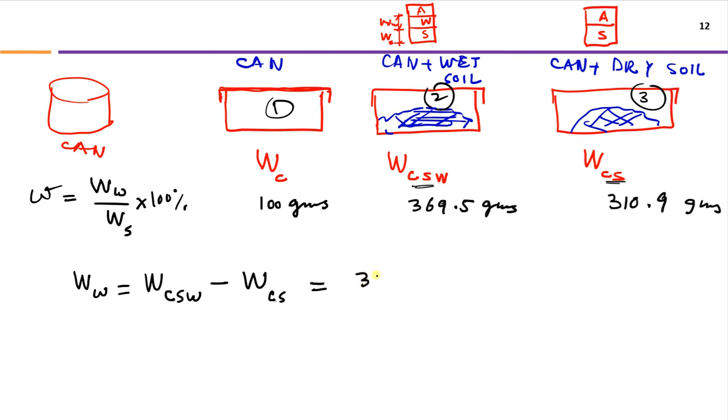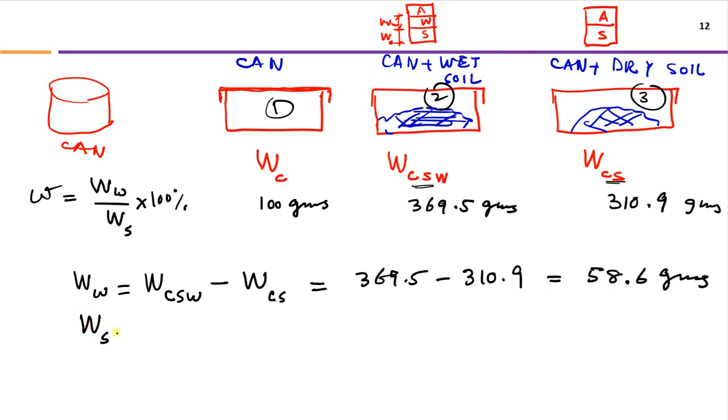So this is going to be 369.5 minus 310.9. So this will give us 58.6 grams. So there was 58.6 grams of water that has evaporated.